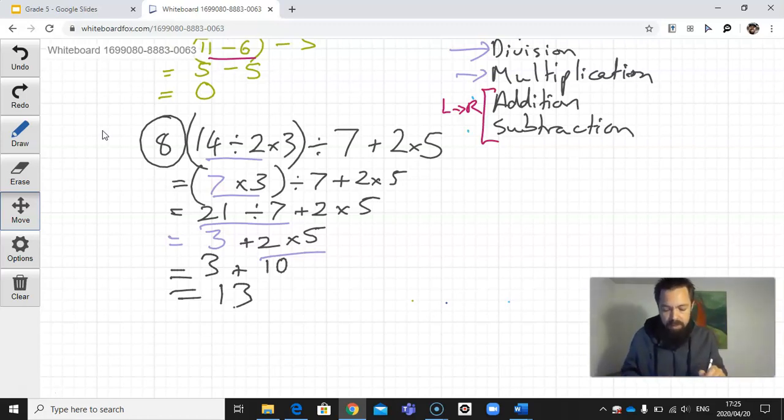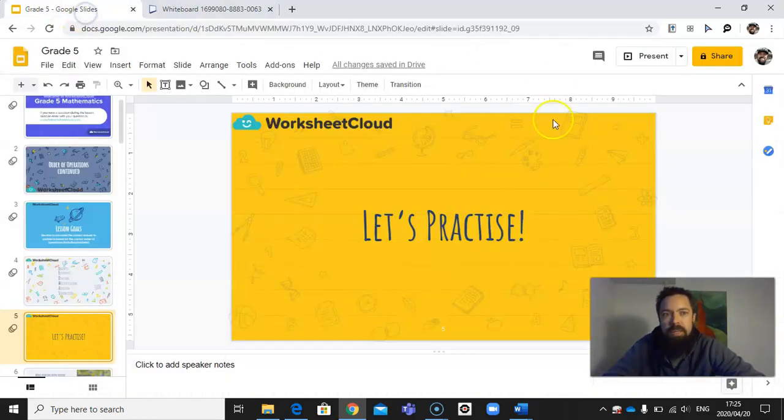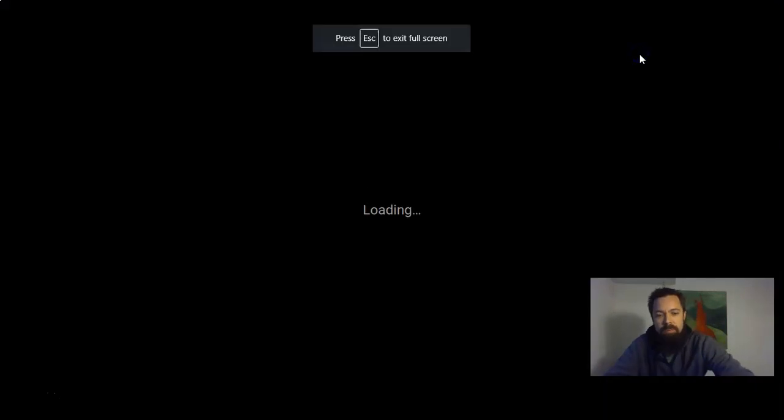BODMAS comes up quite a lot when we are looking at word problems. And so I've got 2 word problems that I think we can work with now.